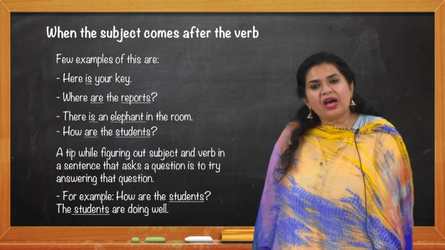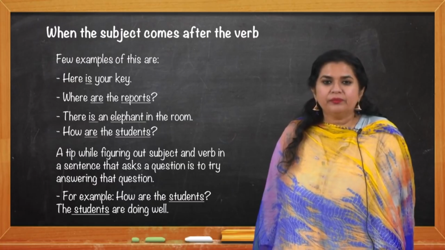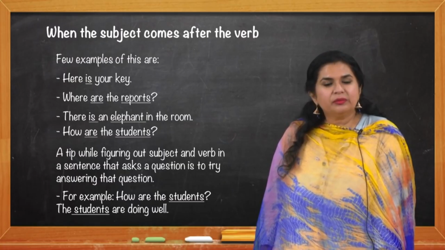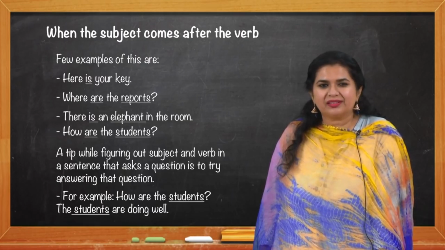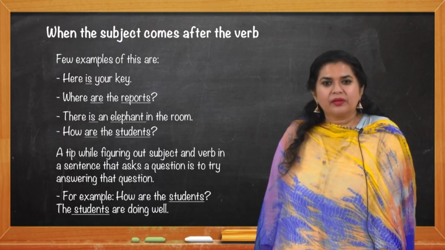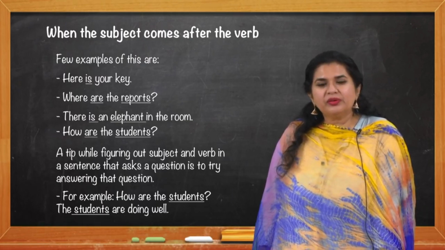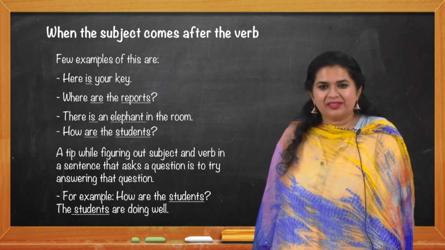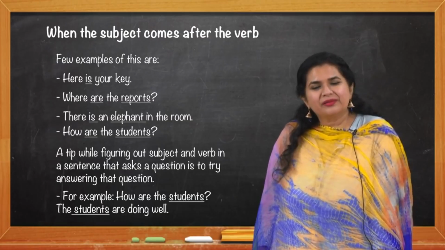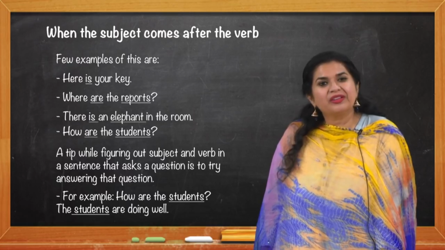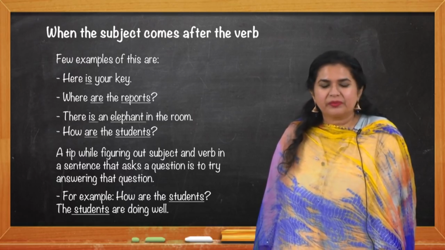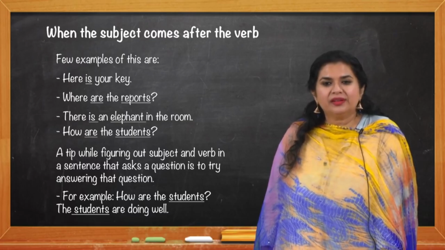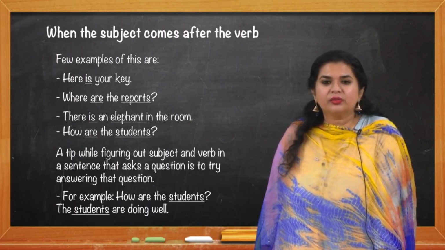When the subject comes after the verb, for example, here is your key. So, key is the subject, remember it is not here. Where are the reports? Reports are following the verb. I am sorry, reports are the subject following the verb. Third sentence, there is an elephant in the room. And how are the students?